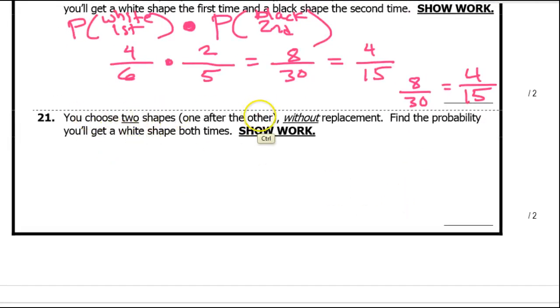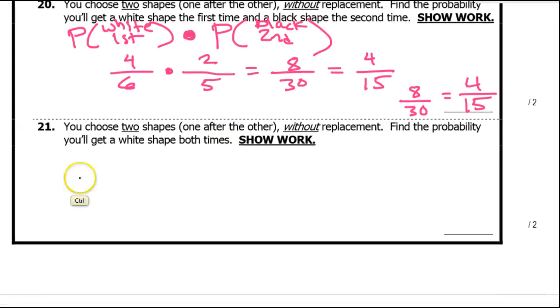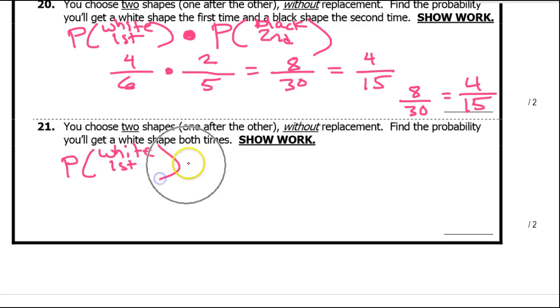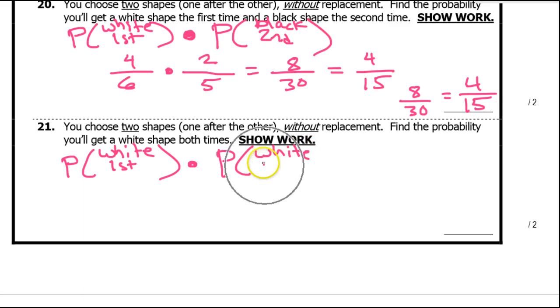You choose 2 shapes, one after the other, without replacement. So again, without replacement means that the second denominator will be less. Find the probability that you'll get a white shape both times. So this time I want the probability of white first times the probability of white second.